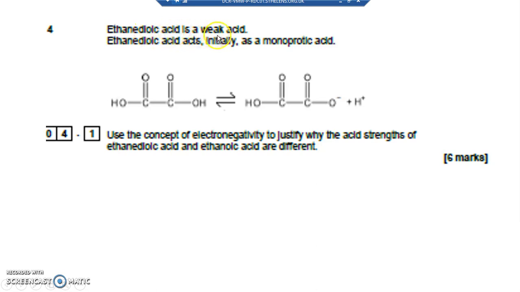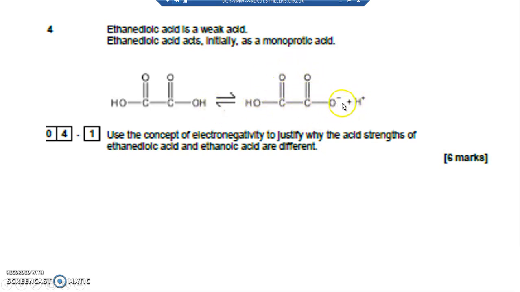Ethane dioic acid is a weak acid, so let's have a look at it. 2 carbons, ethane, dioic, so it's got 2 carboxylic acid groups. And it shows you how it breaks down. What happens is that OH bond breaks. So we've got to work out how the structure of this supports that bond breaking.